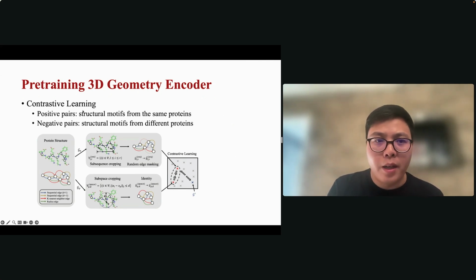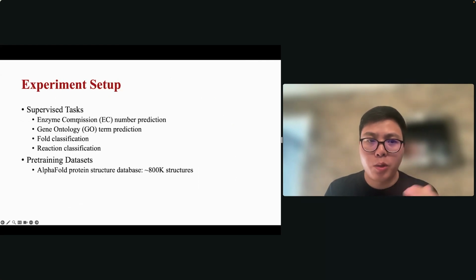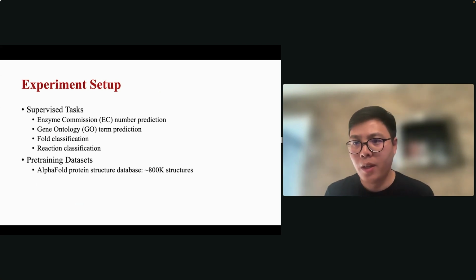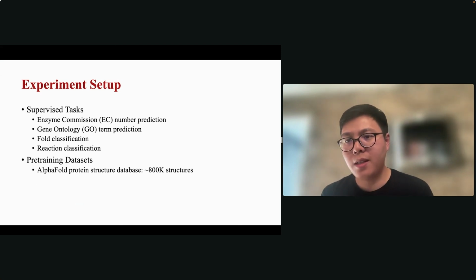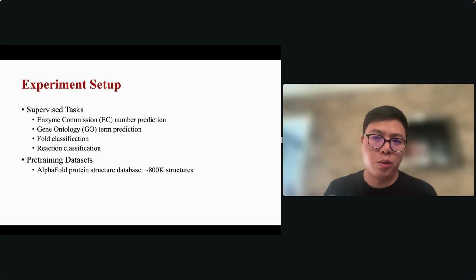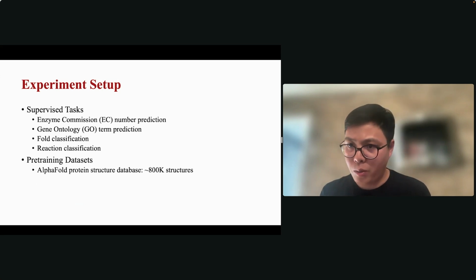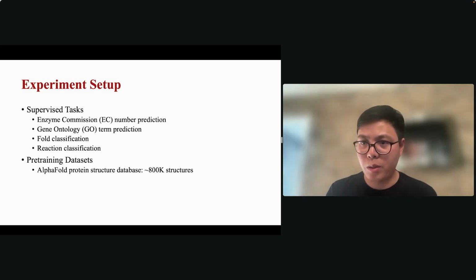Okay. And then we evaluate the models on some downstream tasks, for example, enzyme commission number prediction or fold classification. These are some classical protein understanding tasks. And then in terms of pre-training datasets, we try different pre-training protein structure databases. One is PDB experimental structures. Another one is the predicted structures by AlphaFold 2.